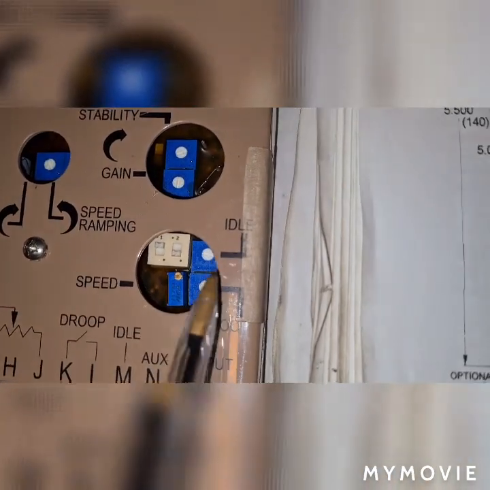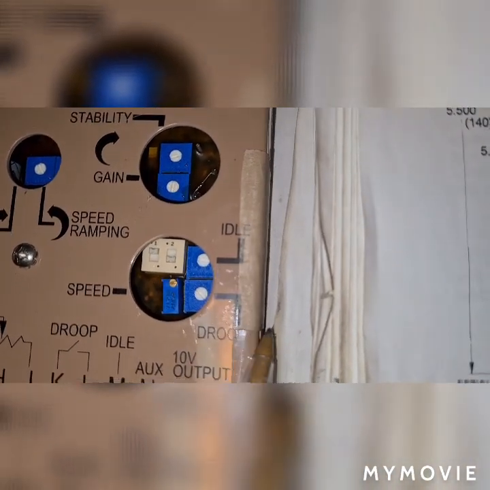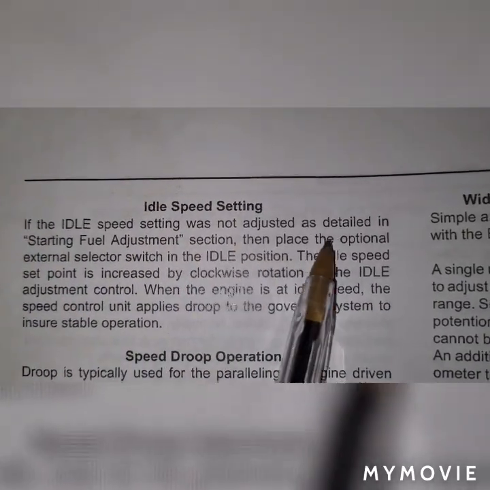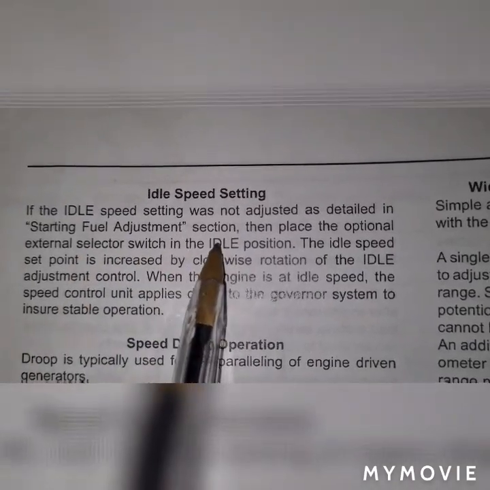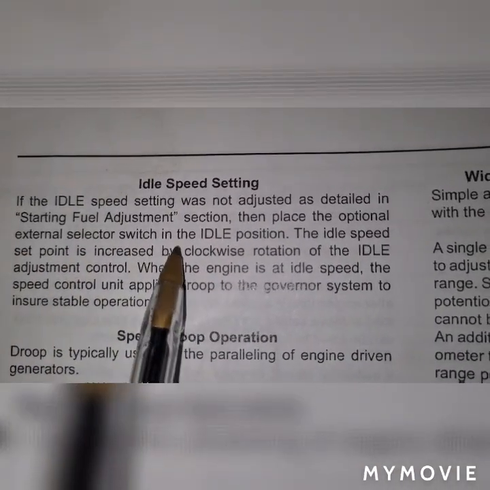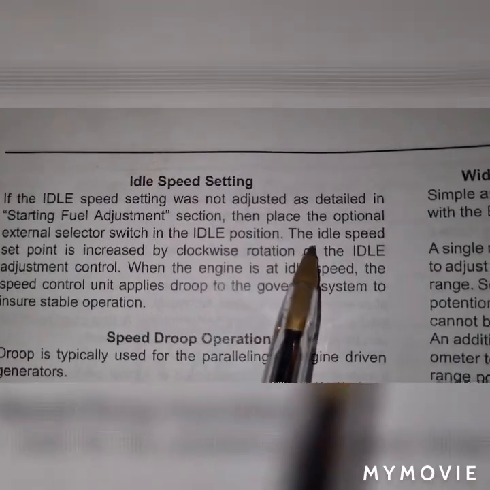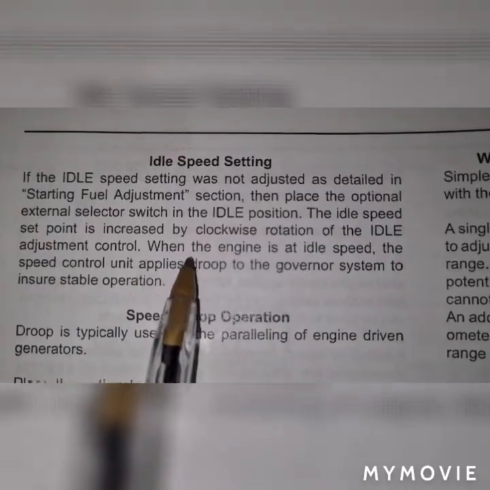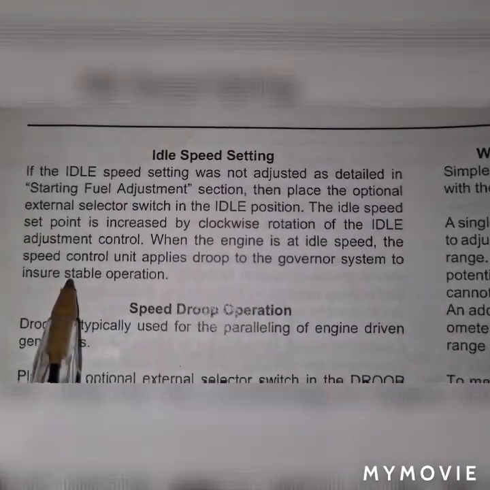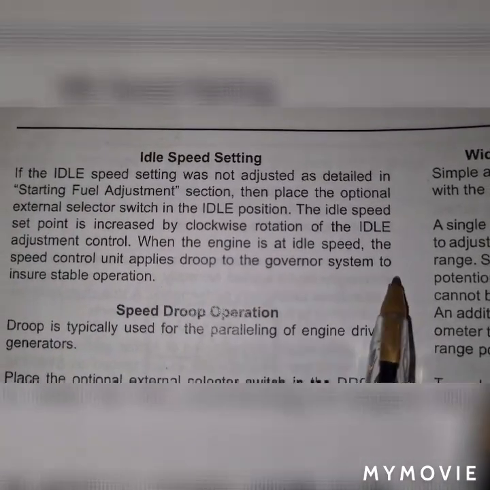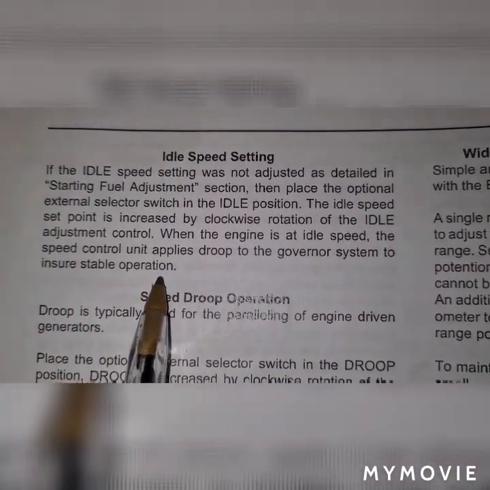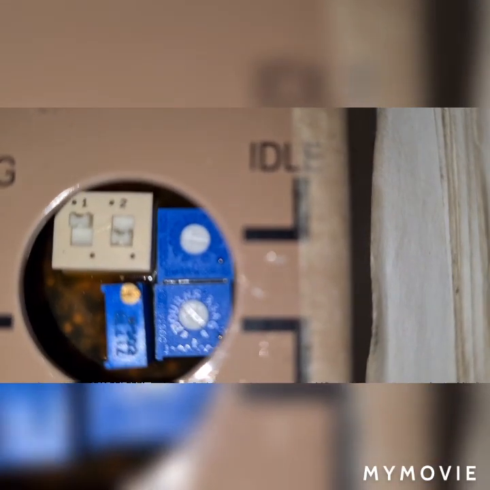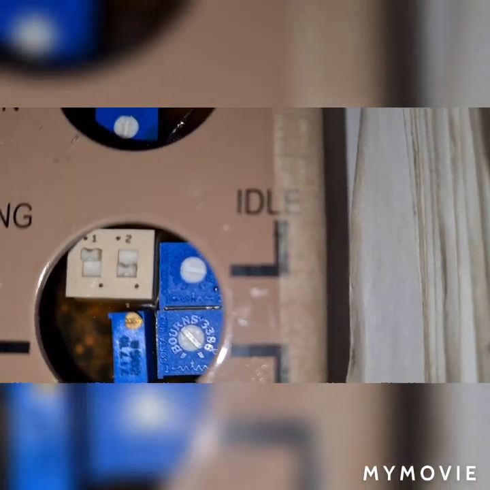And we are going to discuss now the speed, droop and idle. So we have here the idle speed setting. If the idle speed setting was not adjusted as detailed in the starting fuel adjustment section, then place the optional external selector switch in the idle position. The idle speed set point is increased by clockwise rotation of the idle adjustment control. When the engine is at idle speed, the speed control unit applies droop to the governor system to ensure stable operation. So in here we have the idle potentiometer, so you can rotate it also.